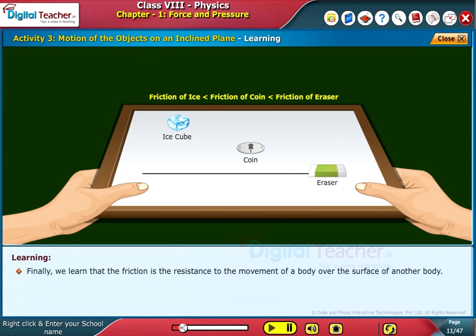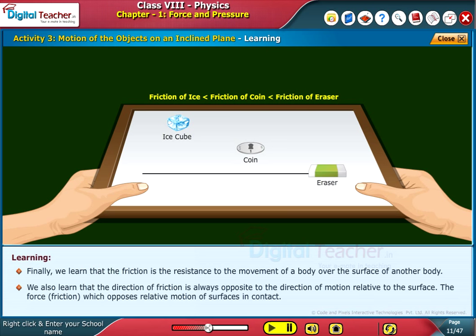Finally, we learned that friction is the resistance to the movement of a body over the surface of another body. We also learned that the direction of friction is always opposite to the direction of motion relative to the surface. Friction is the force which opposes relative motion of surfaces in contact.